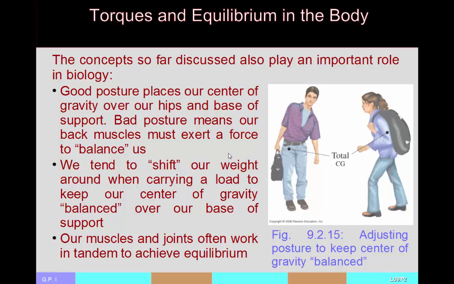And if we are using good posture, then we tend to be supported by our hips. And if we use a bad posture, then we end up having to apply additional torque to ourselves from our back. And that actually can put some extra strain on our back muscles. And that's how people end up having bad backs later in life.